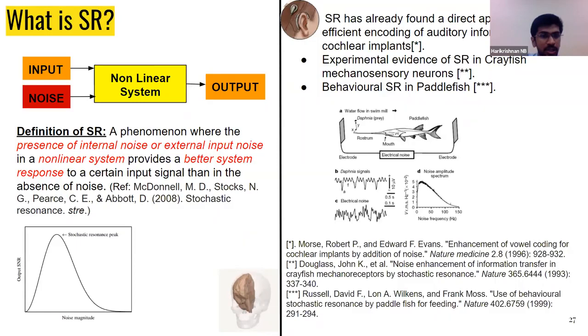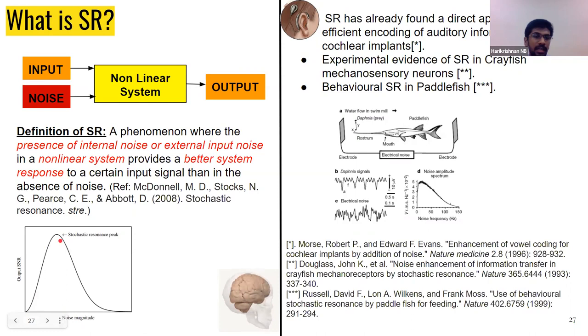Later, this was taken forward in electrical circuits, and there was a huge amount of research on SR in neural systems. Let me just try and explain what is stochastic resonance. In a nutshell, for SR to happen, there should be an information carrying signal, a noise added to a non-linear system, and a performance measure that captures the system's performance at varying noise levels. We observe the performance of the system increases when an intermediate amount of noise is present. In the diagram given below, you can see a peak performance when the noise magnitude is intermediate. This phenomenon is called SR, stochastic resonance.